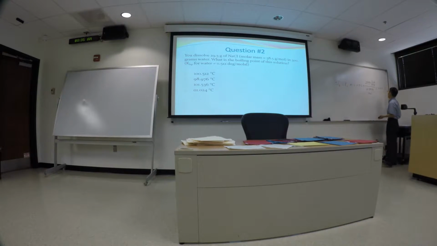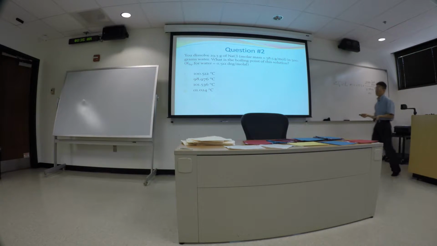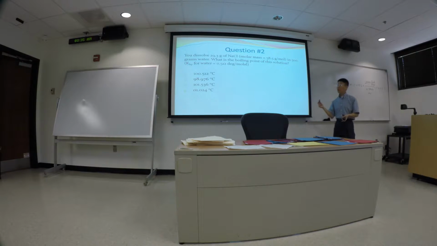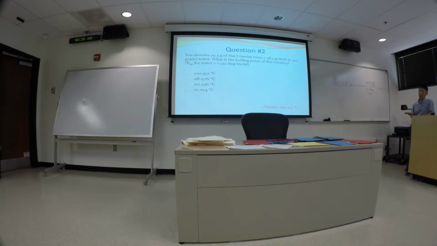So you end up with the change in temperature, and this will equal 0.512. So the change in boiling point of this solution is going to be 0.512. What is the boiling point for pure water? 100 degrees. So the new boiling point of the solution would be 100.512. You add this change to the boiling point of pure water, 100 degrees. So the answer is going to be 100.512 degrees Celsius.